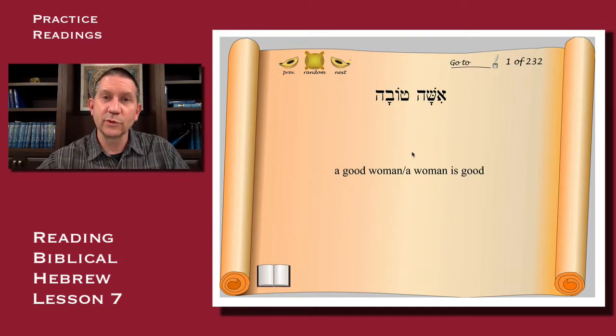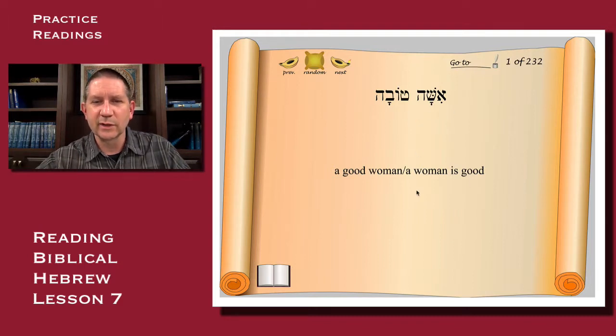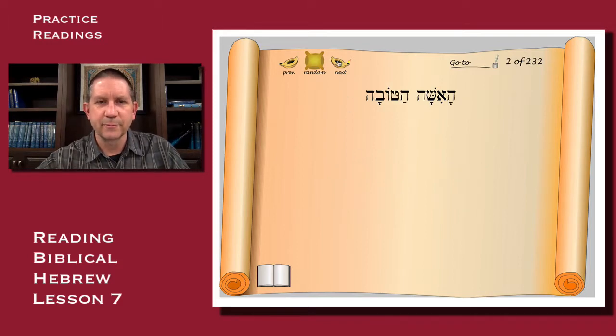Now it happens to be true that predicate position adjectives do not always precede. We do want to learn that litany though, predicate precedes. But when there's no article on either one, then you do actually have the option that it could be predicate. So we did include the option here for the sake of completeness, but really attributive is after, and a good woman the vast majority of the time would be how to translate these.